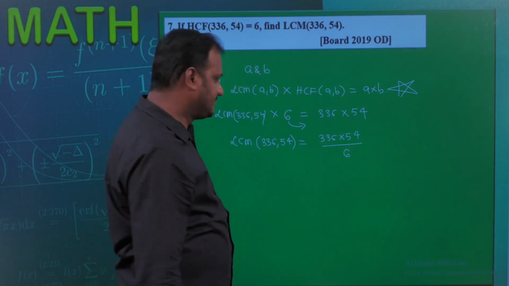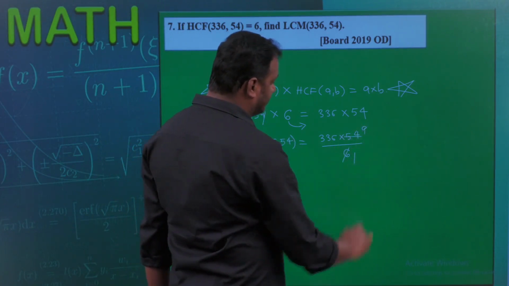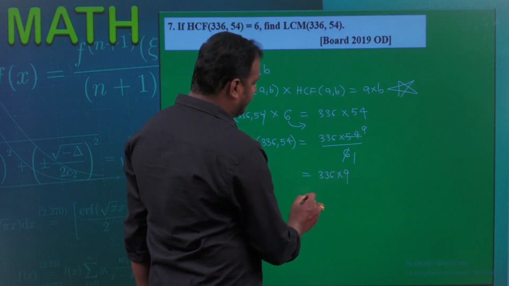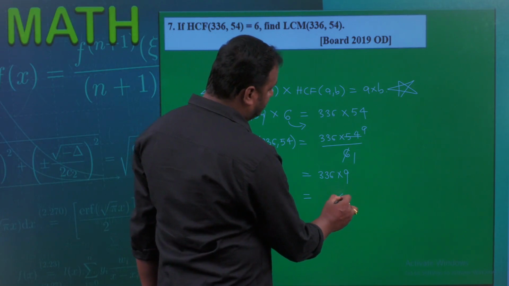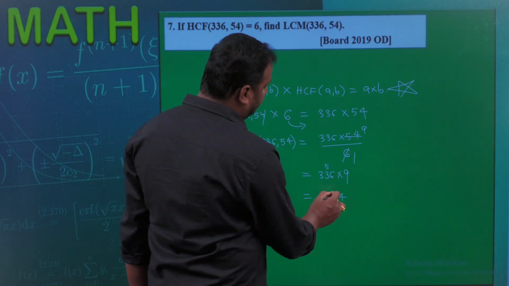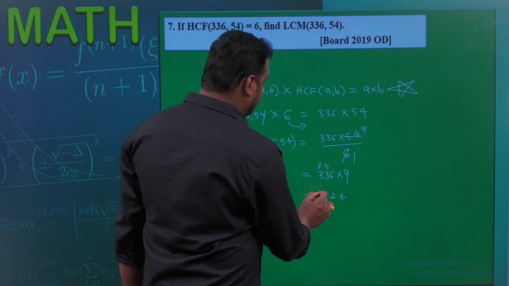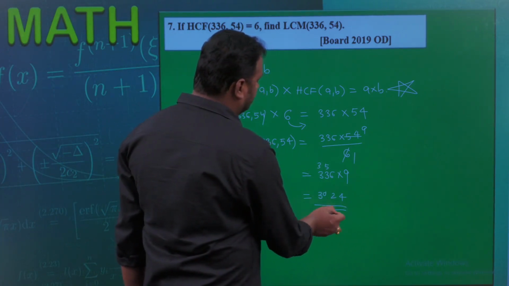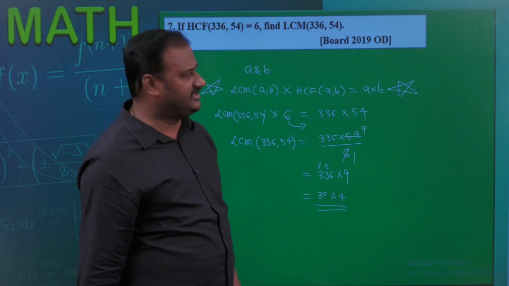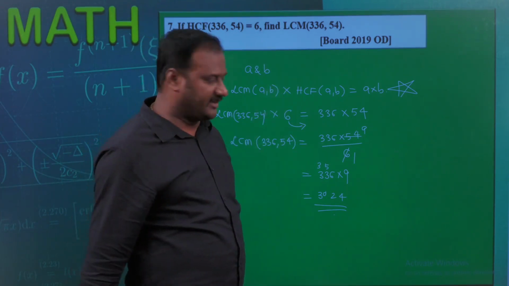Will you be able to simplify this? Yes. 6 ones are 6, 6 nines are 54. So finally the result remains 336 times 9. 9 sixes are 54, write 4, carry 5. 9 threes are 27 plus 5 is equal to 32, write 2, carry 3. 9 threes are 27 plus 3 is equal to 30. So 3024 is the HCF of the given two numbers. Sorry, LCM of the given two numbers. See how much easier it is to find the LCM of the given two numbers with the given information.